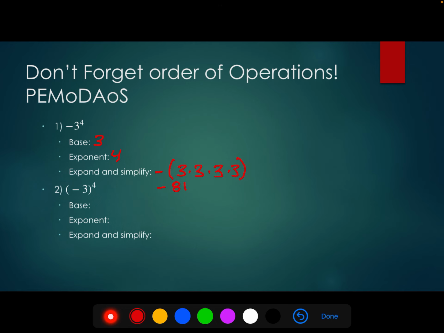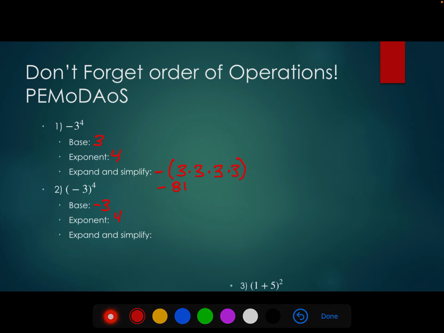Now we have -3 to the fourth power. All right, well, we saw from that example we did 2 problems ago that if you have a negative number inside a set of parentheses raised to a power, that negative sign is included in your base. So here, our base is going to be a -3, and that exponent is still 4.